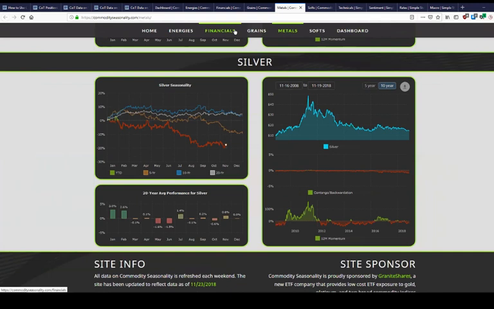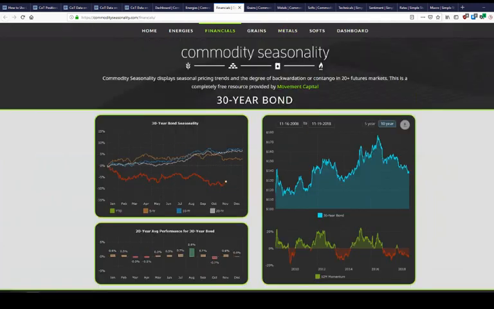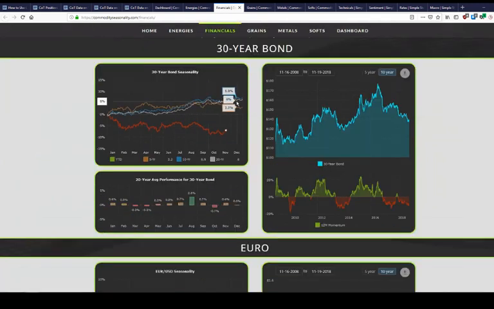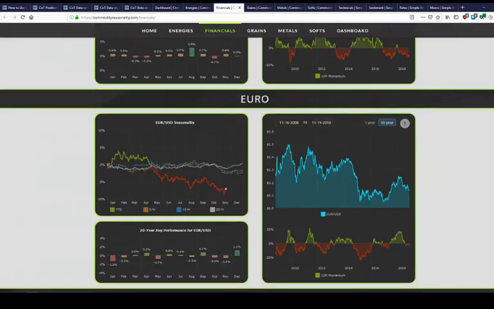We can also look at seasonality for financials. So 30-year bond, nothing. Pretty much the dominant seasonality trend in the 30-year bond is a strong summer, which really didn't pan out this year. Bonds have just struggled all year, and momentum is deeply negative for the 30-year bond. Means that the trend is down.